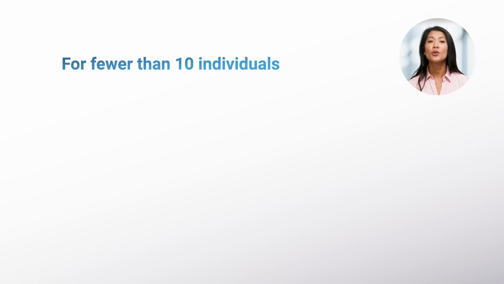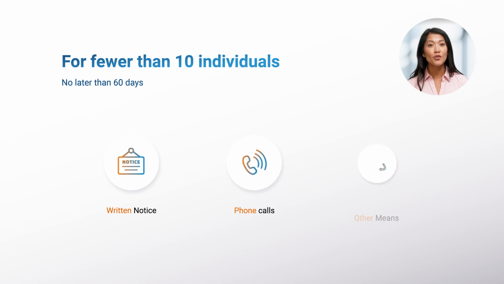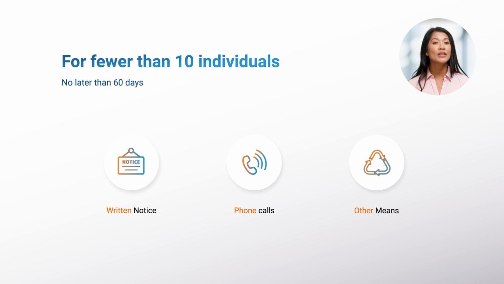The notice must include a toll-free phone number that is active for at least 90 days to allow individuals to confirm whether their information was involved in the breach. For fewer than 10 individuals with insufficient contact information, the entity may use alternative methods, such as another form of written notice, phone calls, or other means. These notifications must be sent without unreasonable delay and no later than 60 days after the breach is discovered.